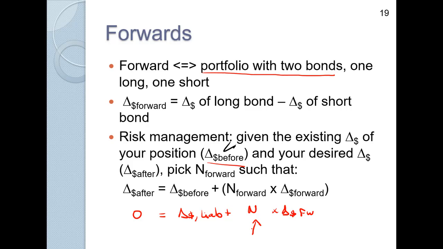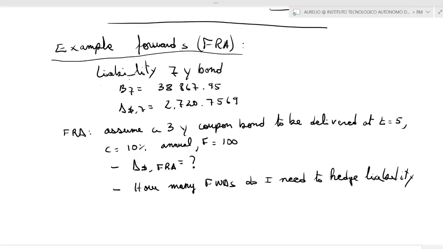Let's look at an example. I still have my liability, which is a 7-year bond. The price of the liability is $38,867, the delta dollar $2,720, and then I'm going to assume I have the following FRA. It's a 3-year coupon bond to be delivered at T equals 5, and it has a coupon of 10% annual, and the face value of 100. So they ask us two questions. First one is, what is the delta dollar of this FRA? And the second one is, how many forwards do I need to hedge my liability?